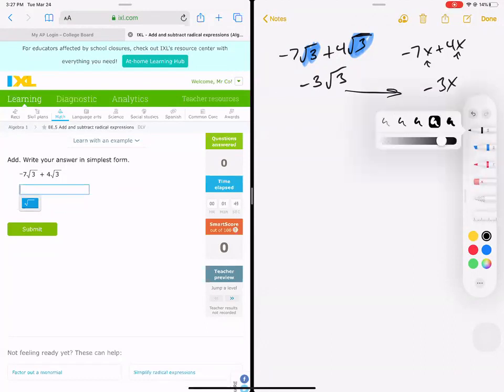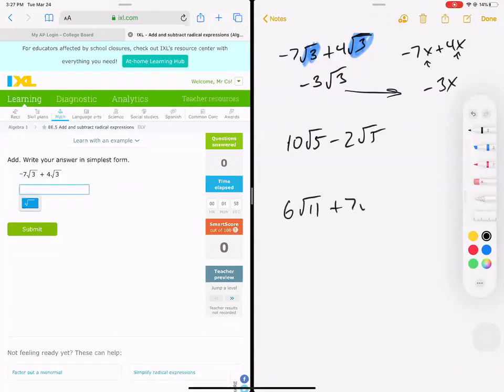Now, let's do one more problem. If I write 10 square root of 5 minus 2 square root of 5, or 6 square root of 11 plus 7 square root of 11. We're just saying, hey, I have 10 somethings, and minus 2 of those same somethings. You can call these oranges. I have 10 oranges minus 2 oranges. I have 10 apples minus 2 apples. I have 10 square root of 5 minus 2 square root of 5. Well, since they are like terms, they have the same exact type of counting, 8 square root of 5s.